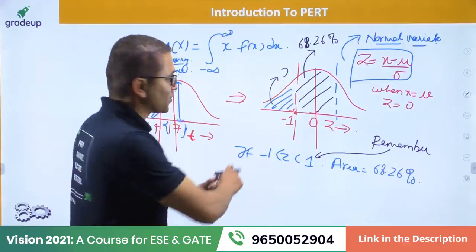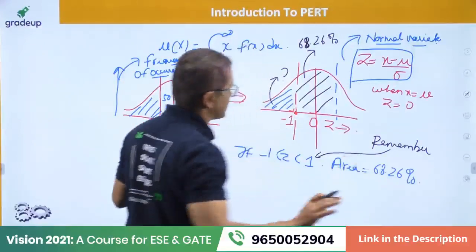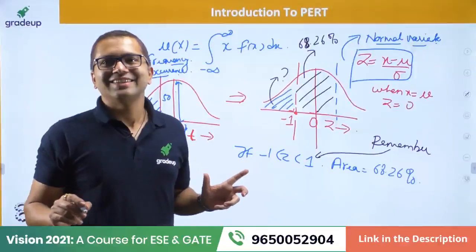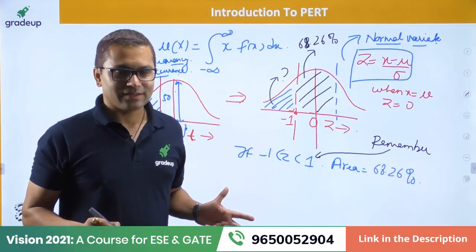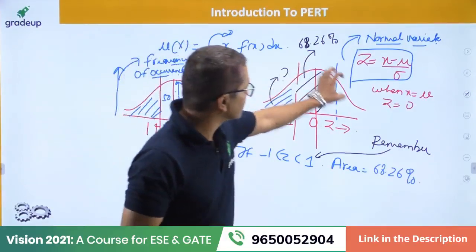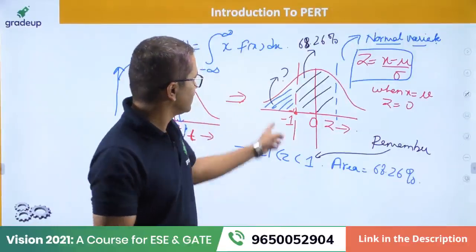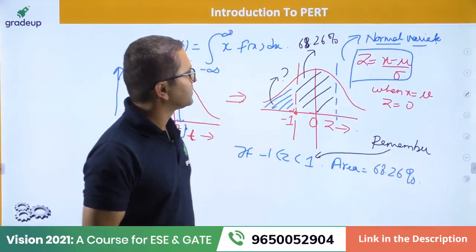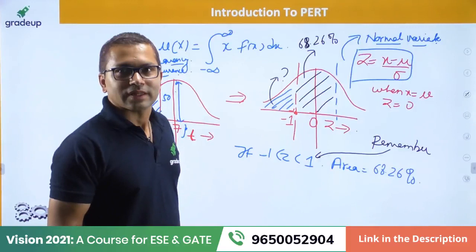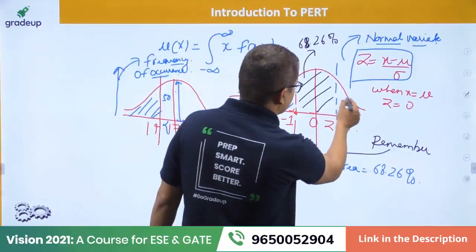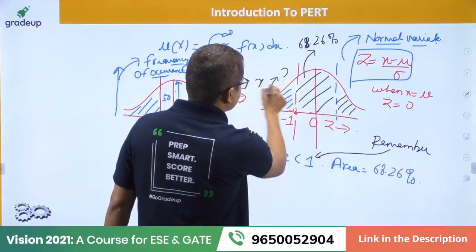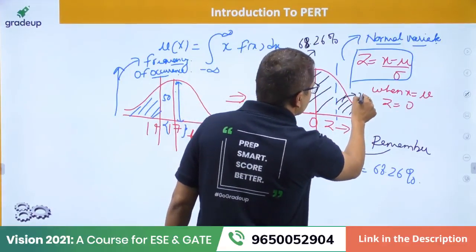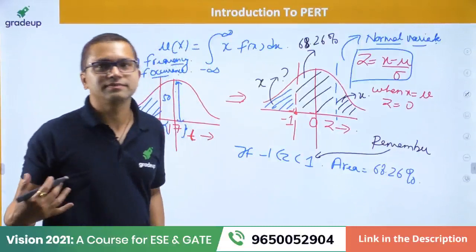Why? Because this total area is 100%, right? Yes or no? This total area is nothing but 100%. So can you please find this area? And let me tell you that if this area is X over here, this area is also X, because normal distribution is symmetric.